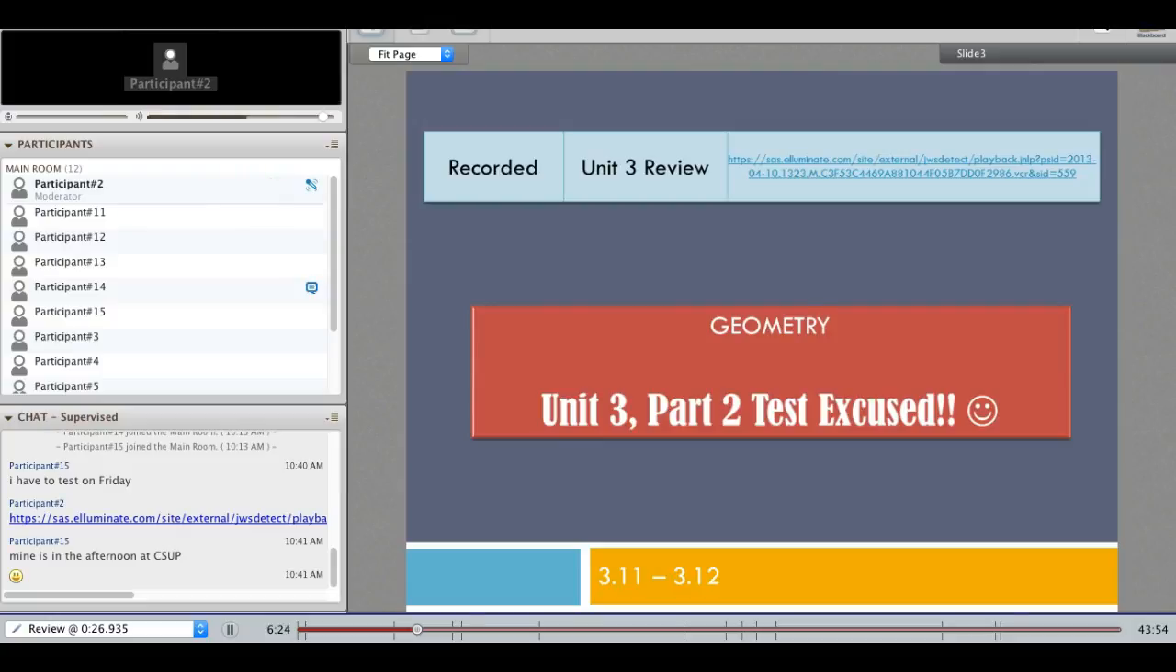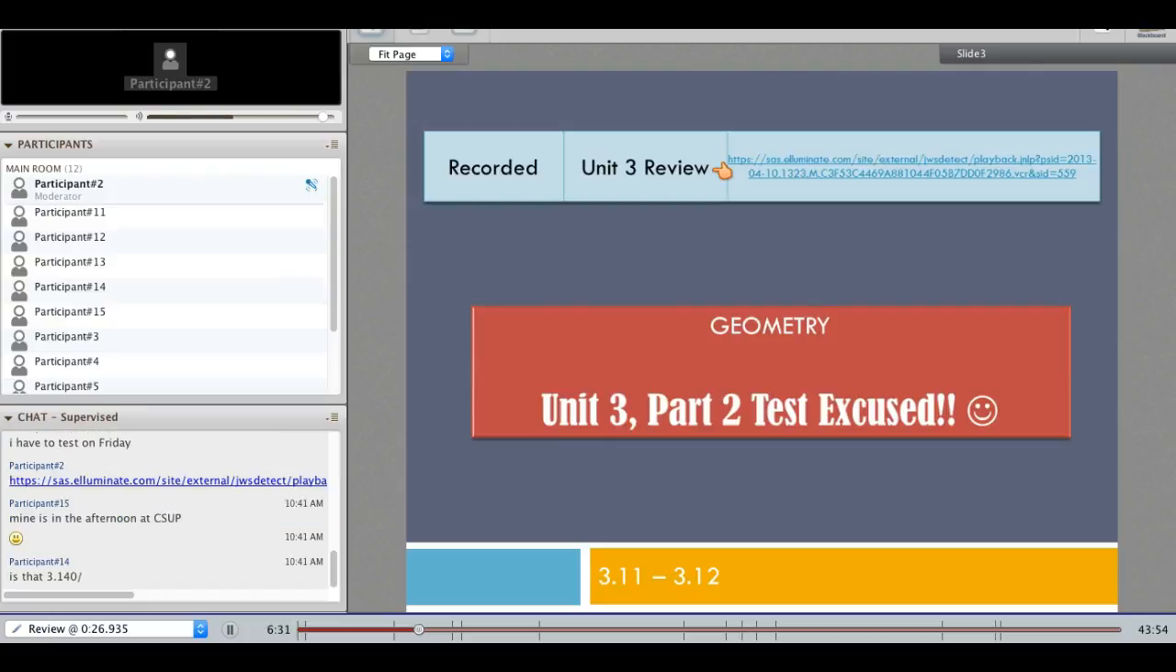Awesome, cool. Okay, so there's the link for the Unit 3 review, okay? So you'll want to check that out for your Unit 3 test. I think it's 3.14. Let me double check really quick. I think 3.13 is the review, and then 3.14 should be the test. Yes, that's right, Keely. Yep.